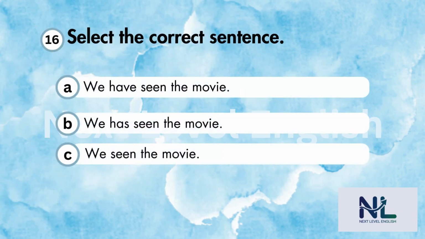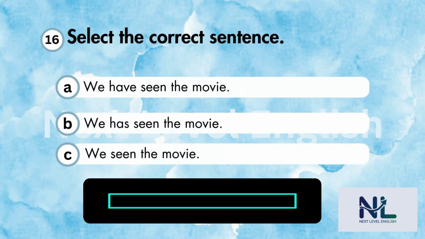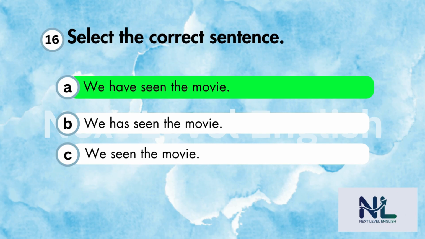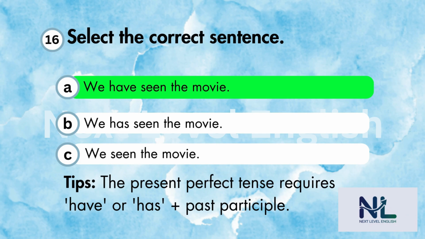16. Select the correct sentence. We have seen the movie. Tips: the present perfect tense requires have or has plus past participle.